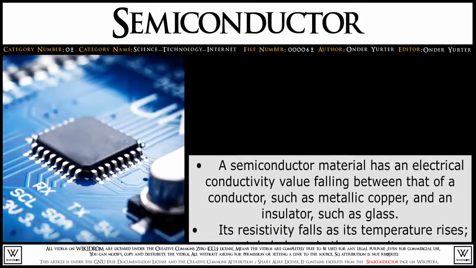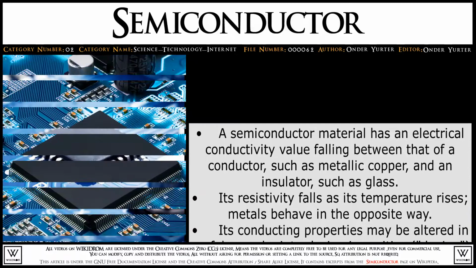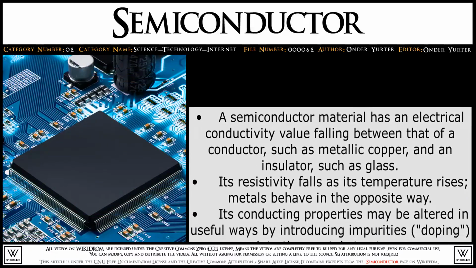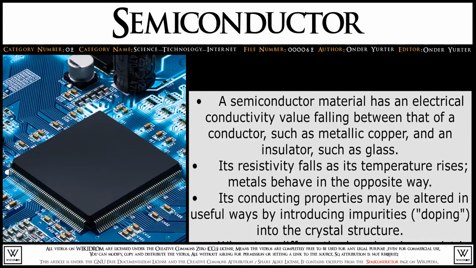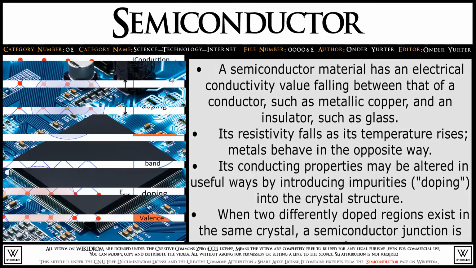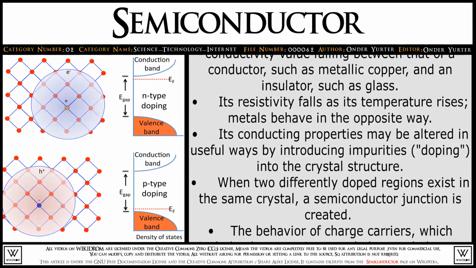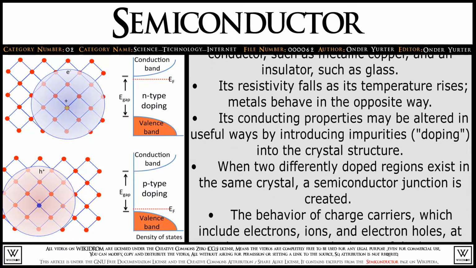A semiconductor material has an electrical conductivity value falling between that of a conductor, such as metallic copper, and an insulator, such as glass. Its resistivity falls as its temperature rises. Metals behave in the opposite way. Its conducting properties may be altered in useful ways by introducing impurities, doping, into the crystal structure.